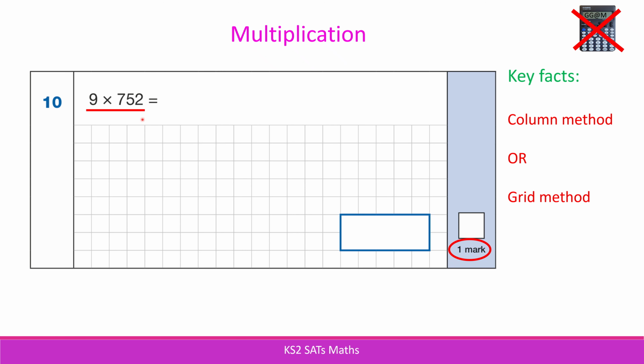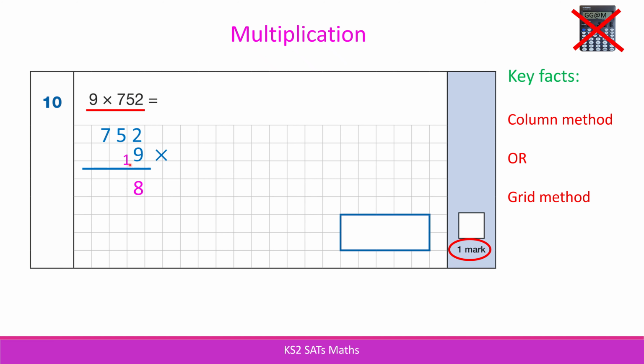So fantastic work. Hopefully you've managed to come up with an answer. Now I'm going to start off with the column method. So I've got 752 times by 9. So I'm going to start on the right hand side here. So I'm going to do 9 times 2 is 18. So I've got 1 and then the 8.